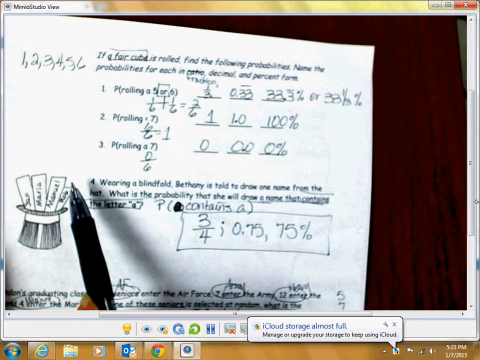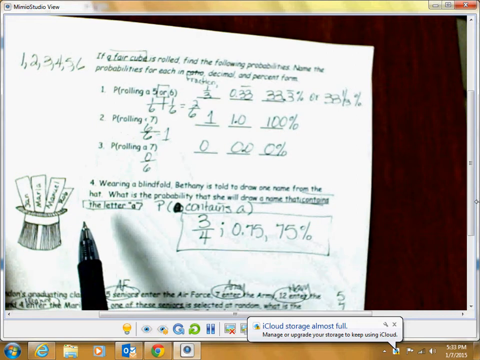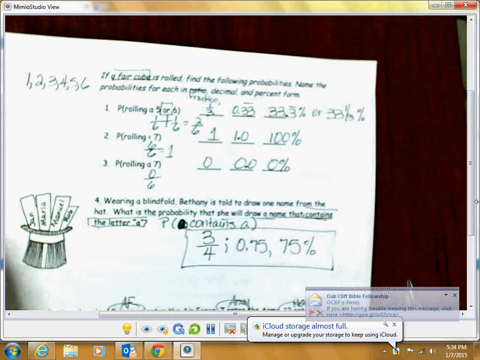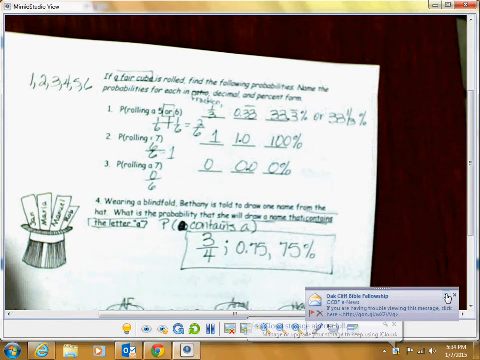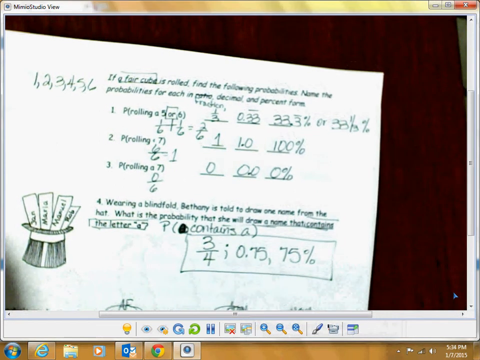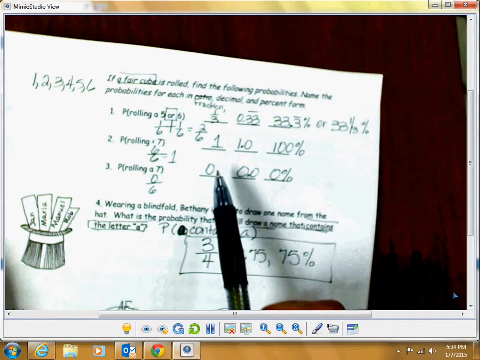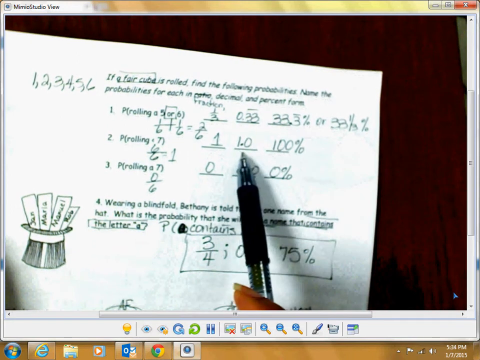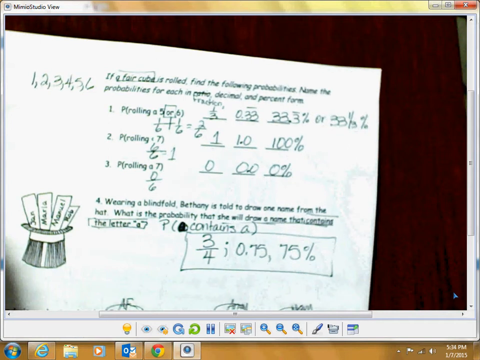Okay, then we talked about the probability of rolling a number less than 7. So that's a less than symbol. Well, everything in our sample space is less than 7. So therefore, we will not have any numbers greater than 7. So all 6 out of 6 are less than 7. So that's 1 whole. So my fraction is basically 1 whole. 1 over 1 is 1. As a decimal, it's 1.0. And the percent is 100% because it's the whole thing.